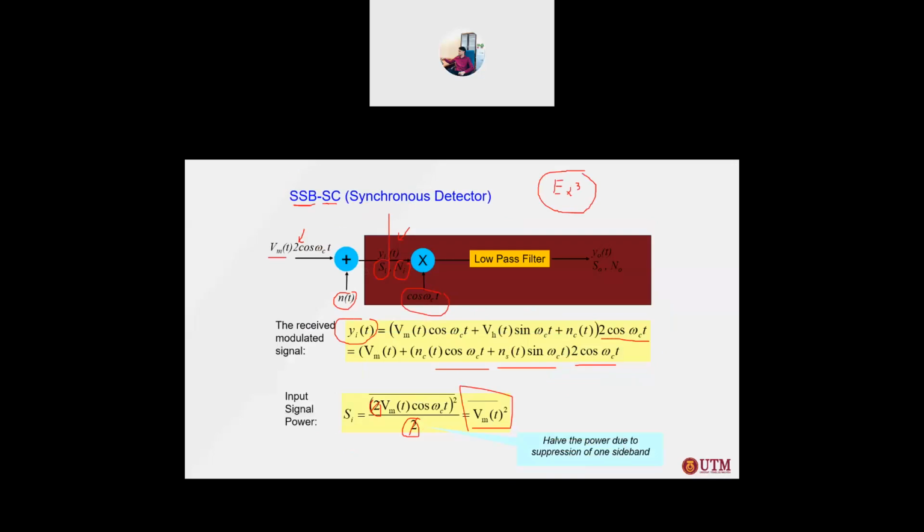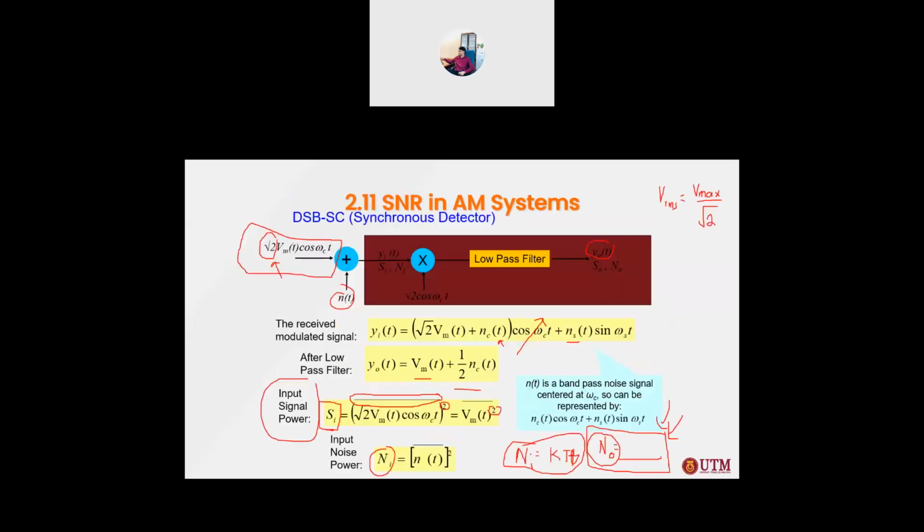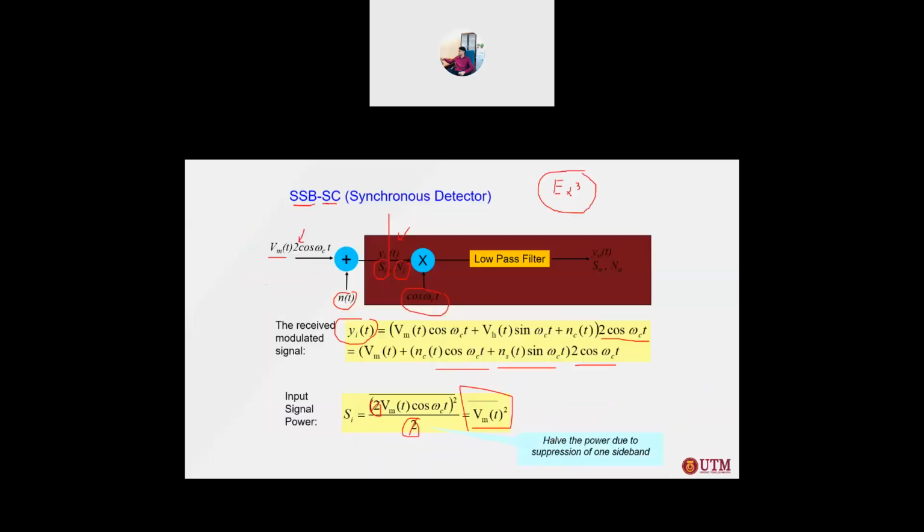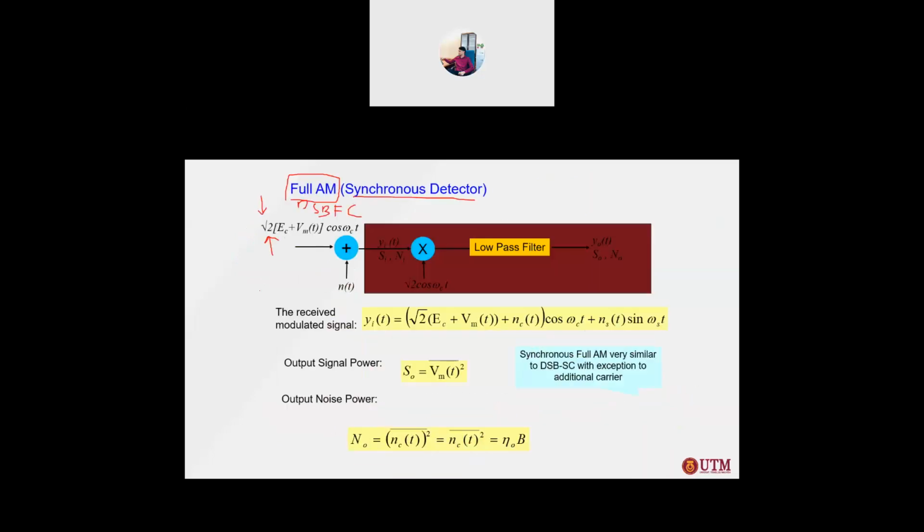Okay, you can see the relation. See, this one, double sideband, it used square root of 2. Although it is suppressed carrier, as long as it is double sideband, it uses square root of 2 here. Okay, but if it's single sideband only, we use 2. Okay, so this is just mathematics to make the calculation easier for later on to cancel out.